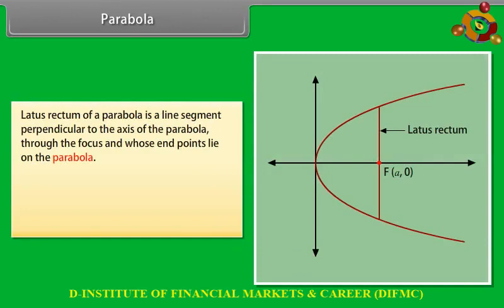Latus rectum of a parabola is a line segment perpendicular to the axis of the parabola through the focus and whose endpoints lie on the parabola. The length of the latus rectum of the parabola y square is equal to 4ax is 4a.